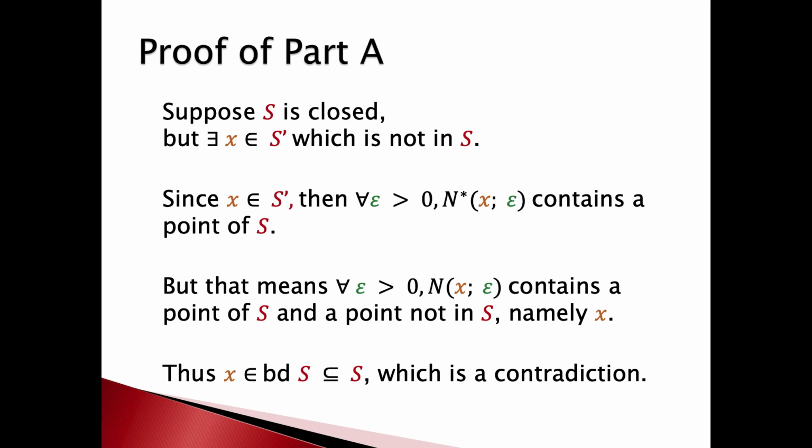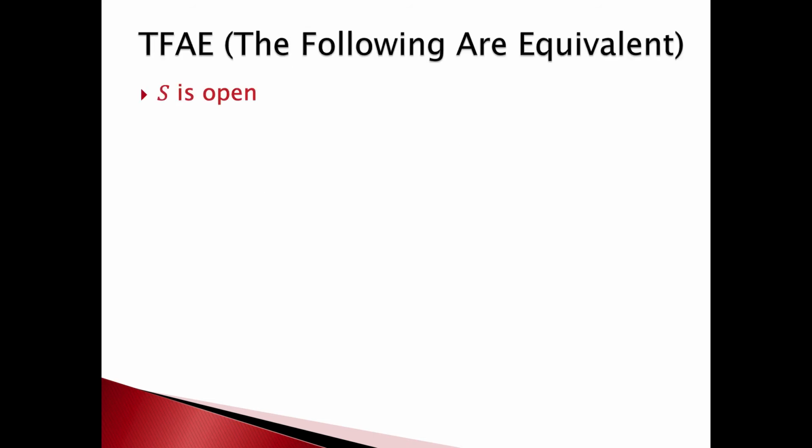So what this gives us now is a list of things that are equivalent. This is our first example, I think, of a theorem that says the following are equivalent. This is important enough in math that people have abbreviations for it. They'll often abbreviate TFAE, which means the following are all equivalent. So this is a theorem that I'm stating, right? And the theorem says the following things are all equivalent. The first is that S is open.